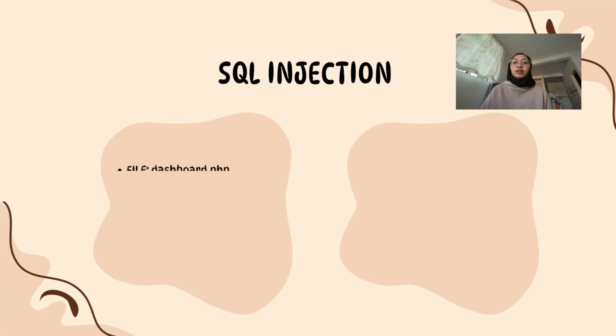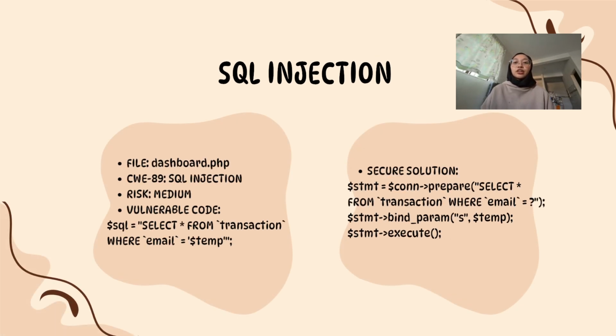So our first vulnerability is SQL injection, which we can find in dashboard.php. Our Common Weakness Enumeration is CWE-89, which is SQL injection, and the risk is medium.